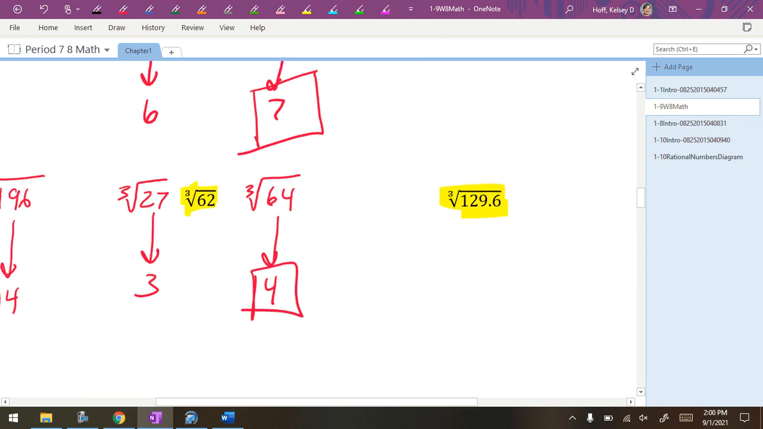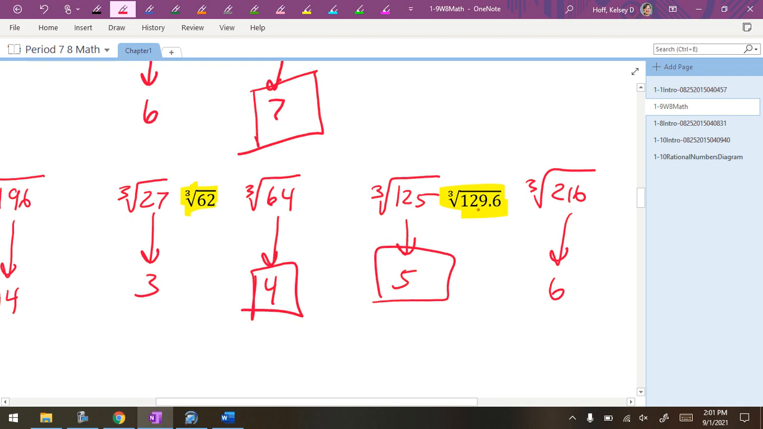The cube root of 129.6. Just below it, the cube root of 64, which is 4, very good, and above it, the cube root of 125, which is 5. Which one are you picking? 5. 125 to 129 is only 4 away. Otherwise, you have to go clear up to 200. That's almost 100 away. Okay?